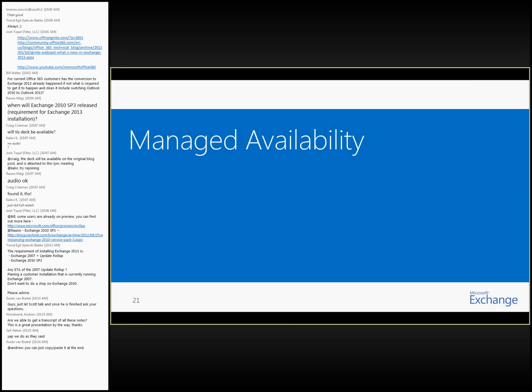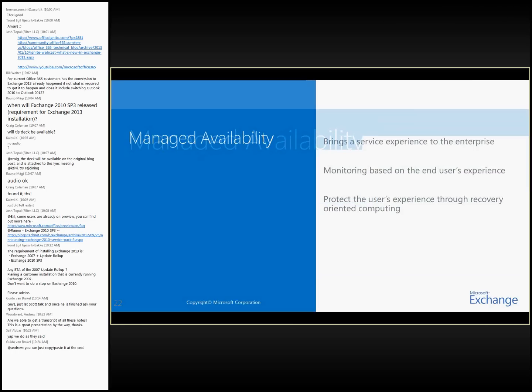All right, let's talk about managed availability next. So managed availability is brand new technology inside Exchange 2013. It's the integration of built-in active monitoring and the Exchange 2013 high availability platform. It's a set of internal components that run on both server roles, and it's designed to detect and recover from problems as soon as they occur or are discovered by the system.